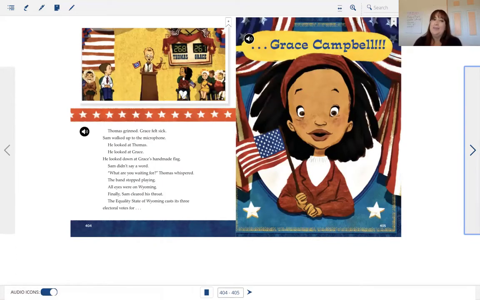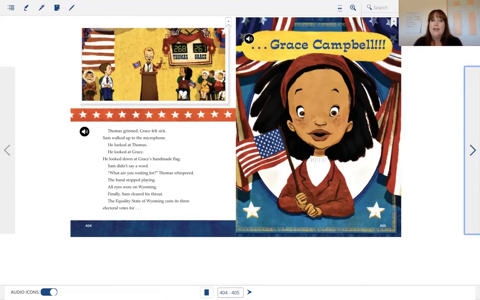Thomas grinned. Grace felt sick. Sam walked up to the microphone. He looked at Thomas. He looked at Grace. He looked down at Grace's handmade flag. Sam didn't say a word. What are you waiting for? Thomas whispered. The band stopped playing. All eyes were on Wyoming. Finally, Sam cleared his throat.